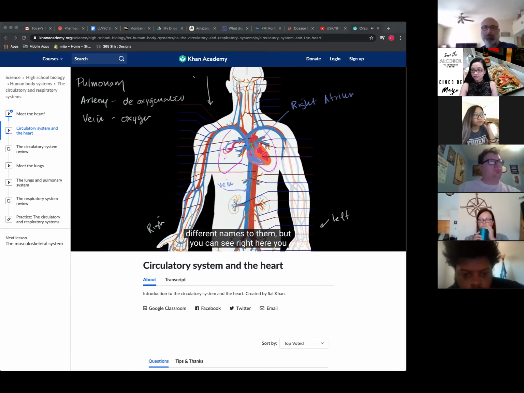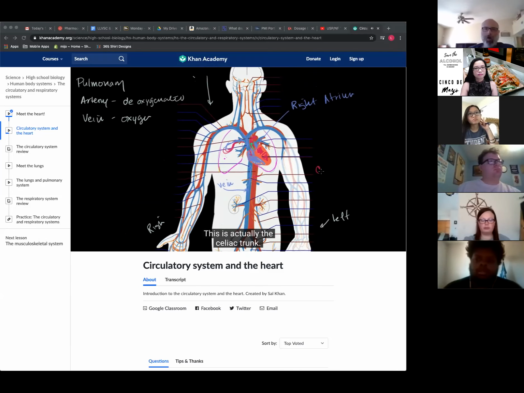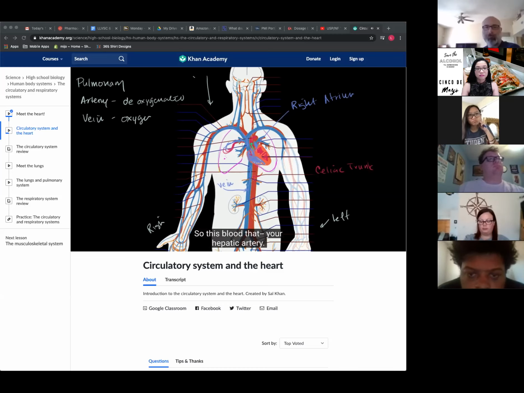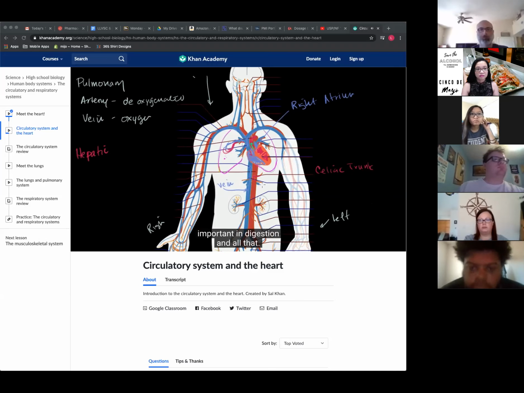But you can see right here, you have a branching off a little bit below the heart. This is actually the celiac trunk. Celiac, if I remember correctly, refers to the abdomen. Your hepatic artery, hepatic deals with the liver, branches off of this to get blood flow to the liver. It also gives blood flow to your stomach. So it's very important with digestion and all of that.